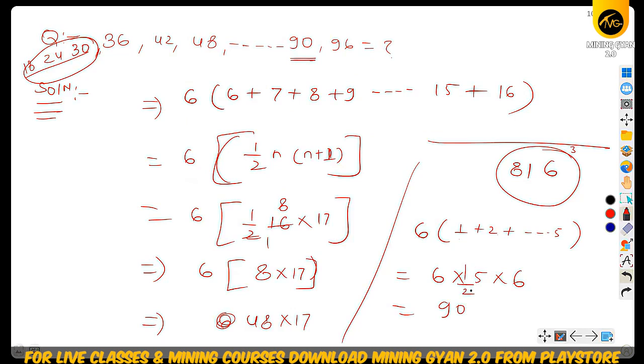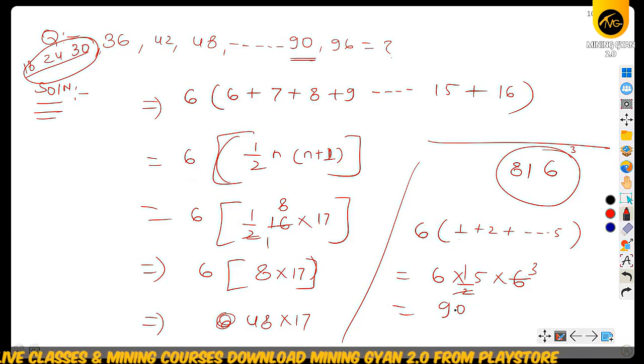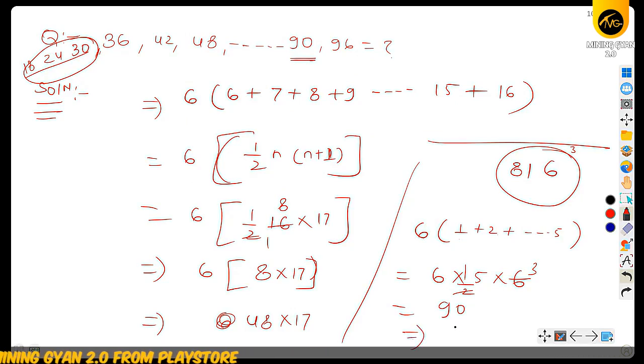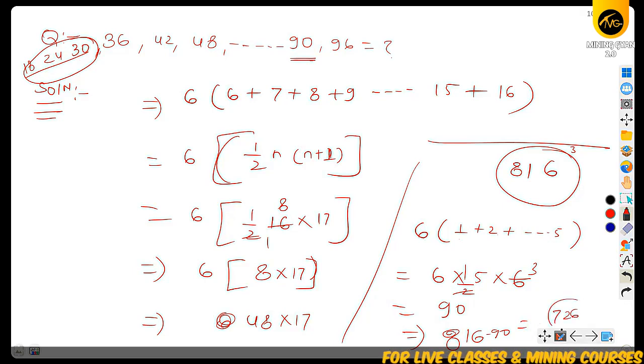It's one divided by 2, so half of 30 is 15, and 15 times 6 is 90. Okay, so 90. Now in this case, we have to subtract 90 from 816. 816 minus 90, so the answer will be 726.